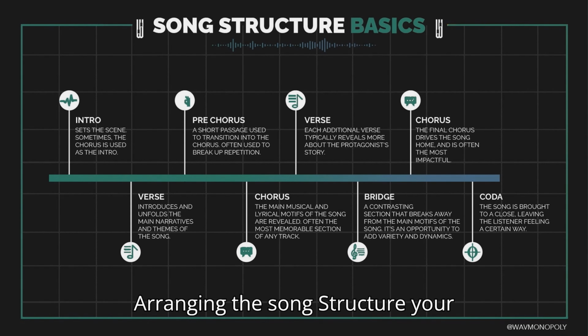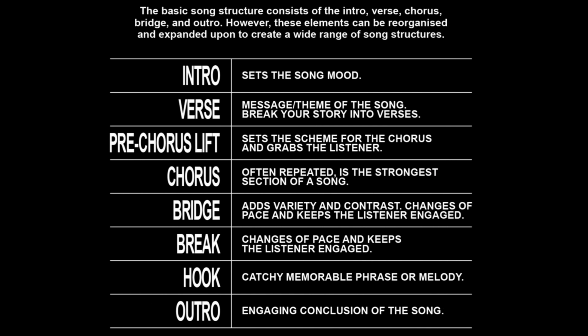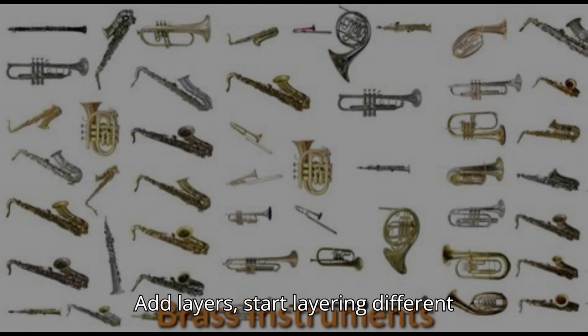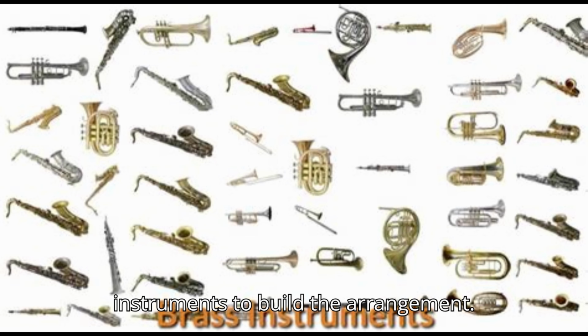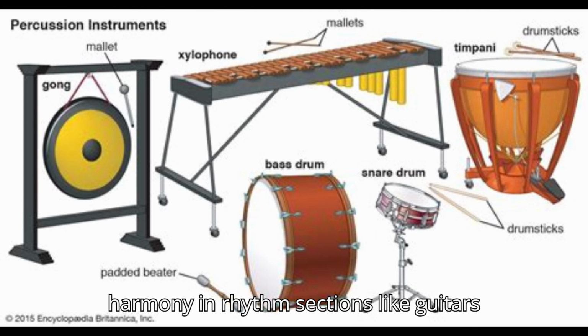Arranging the song. Structure your song. Arrange your song into sections, typically including an intro, verse, chorus, bridge, and outro. Add layers. Start layering different instruments to build the arrangement. Begin with drums and bass. Then add harmony and rhythm sections like guitars or keyboards.